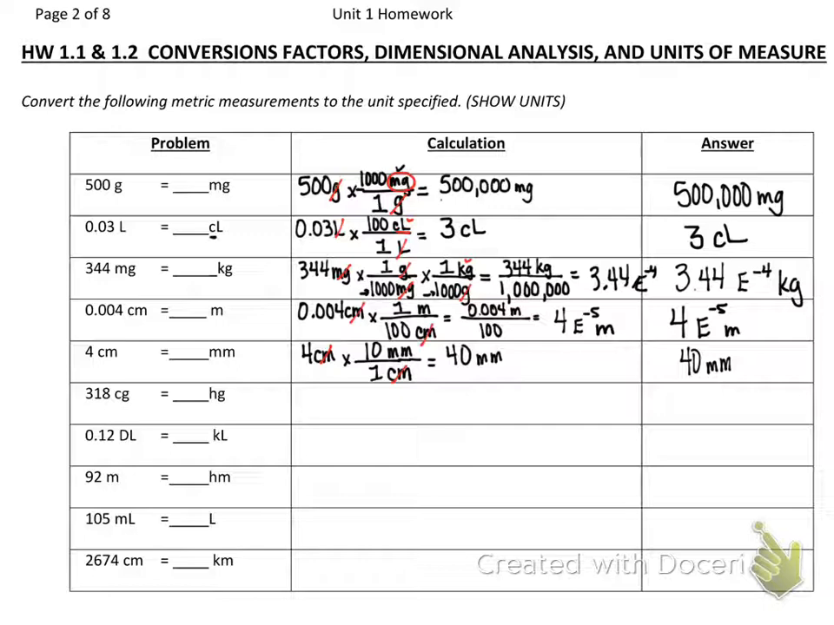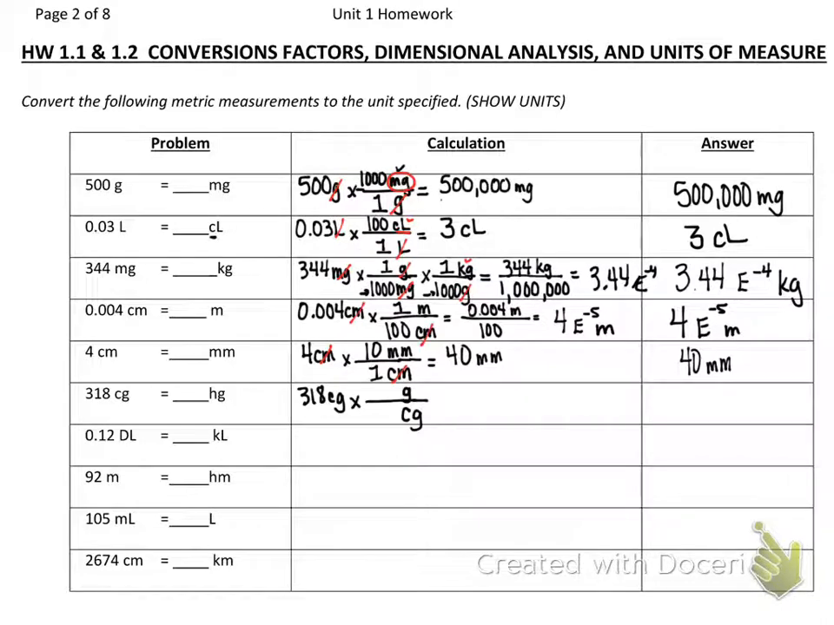Okay, my next problem says we want to go from 318 centigrams to hectograms. How are we going to do this? Well, we must make sure that we use our basic unit. In this case, it'll help us out. And let's start with our given first, 318 centigrams. We want to multiply. We want to make sure we get rid of centigrams first, so it's going to be in the denominator. And we know that our basic unit is grams, so we're going to put grams up here.